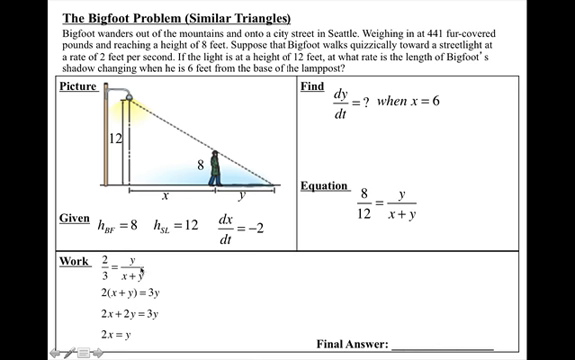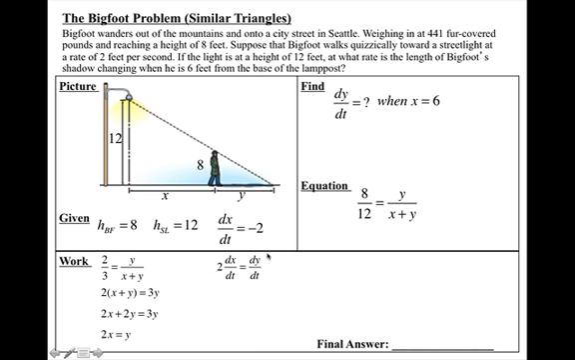So I did some algebra first to make my life easier when I take the derivative of this equation with respect to time. If I left it like this, I would have had to use the quotient rule and get really ugly. But by cross multiplying and simplifying, I get something much nicer to work with. So I'm going to go ahead and take the derivative of 2x with respect to time and the derivative of y with respect to time. And when I do that, I get 2 dx/dt equals dy/dt.